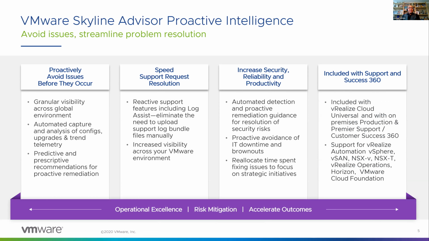But here's the best part: Skyline is available at no additional cost with your active Production or Premier Support contracts. I know that quite a few of you, according to the poll, are on Production, so if you're not using it, you're actually eligible for it. I'm also very happy to say that Skyline is included with Success 360, as well as vRealize Cloud Universal subscriptions. And speaking of environment-specific configurations, Skyline supports all the products listed here. So quite a number of products there.